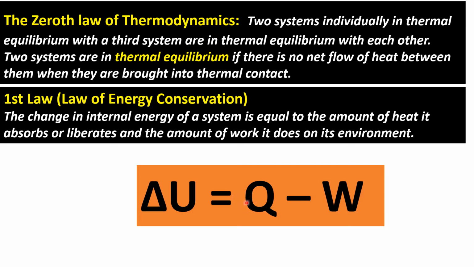Big Q stands for the amount of heat that is absorbed by the system or that is liberated. When it's absorbed, we treat Q as positive. When heat is liberated, we treat Q as negative. And then there is the amount of work that the system does, which is treated as positive when the work is done by the system on its environment, and treated negatively when work is done on the system, meaning work done by the environment on the system.